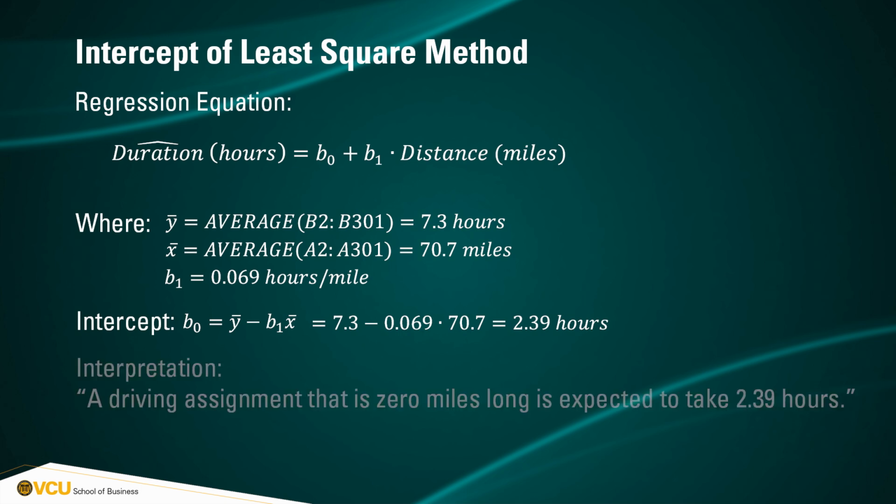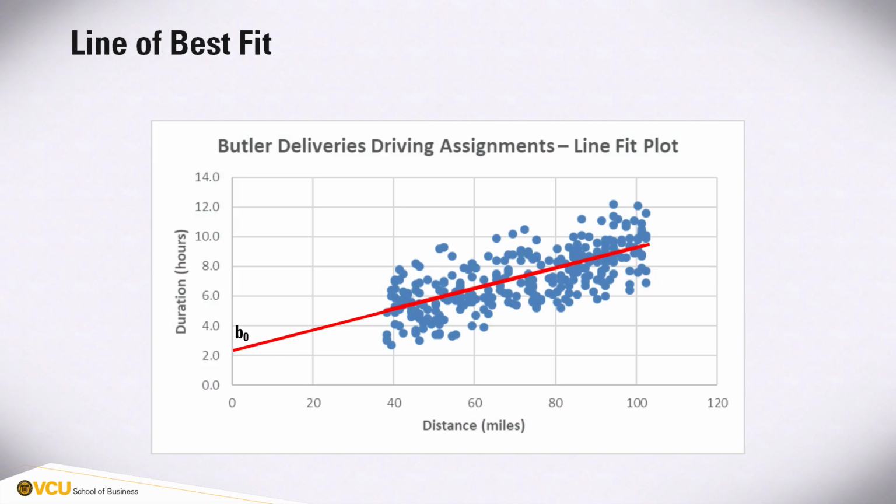But what is the interpretation for the intercept? Because the intercept is the y value when x is equal to 0, in our case that translates to the predicted duration of a driving assignment that was 0 miles long. Obviously, that doesn't make any sense. The reason has to do with the extrapolation. See, all 300 observations have driving assignment distances between 40 and 100 miles. And within that range, there is moderate linear relationship between the distance covered by a driving assignment and its duration.